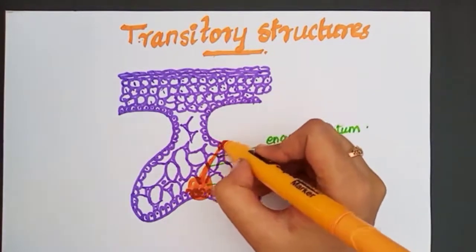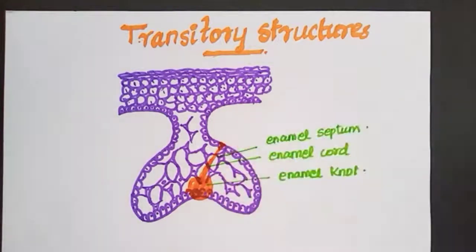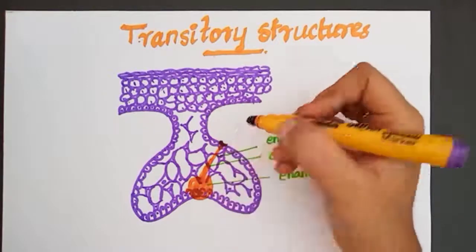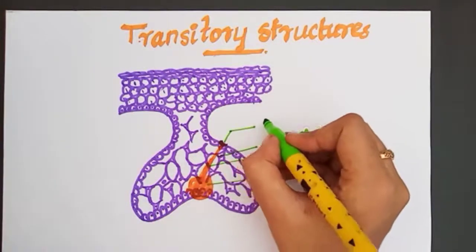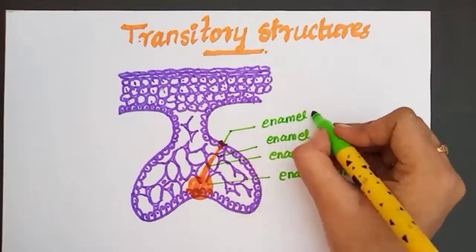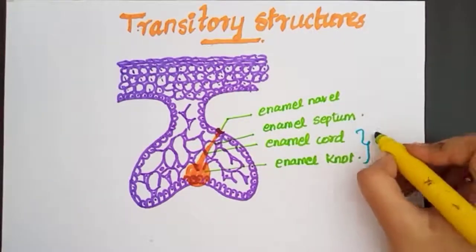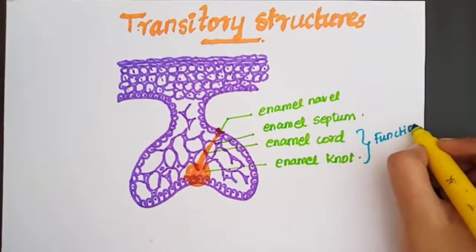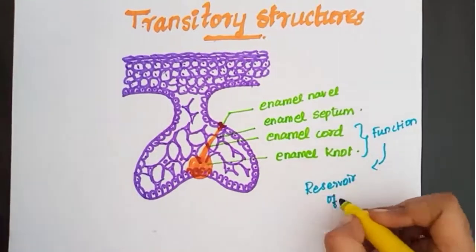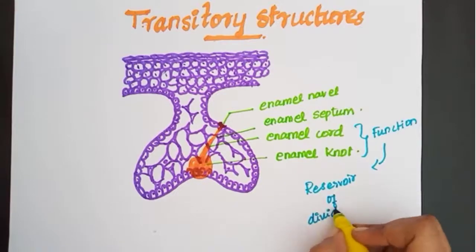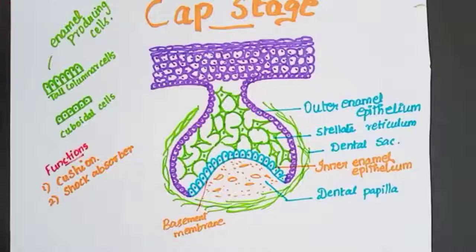At the point of meeting of the enamel cord to the outer enamel epithelium, it shows a small depression. This is called enamel navel because it resembles an umbilicus. The main function of enamel knot and the enamel cord is that it acts as a reservoir or storage of the dividing cells for the growing enamel organ. Now, let's see about dental papilla.